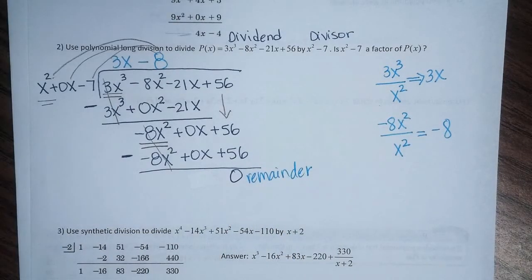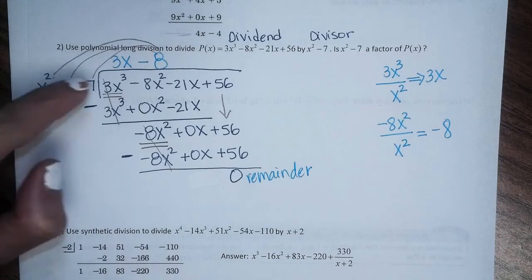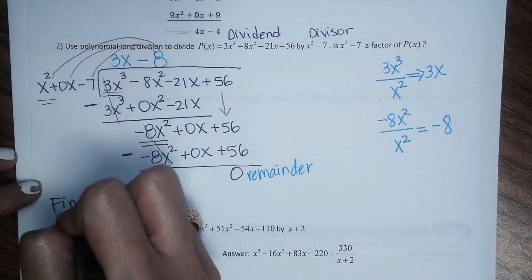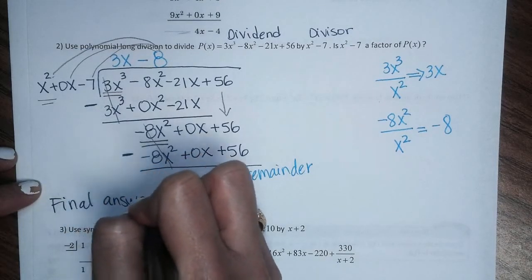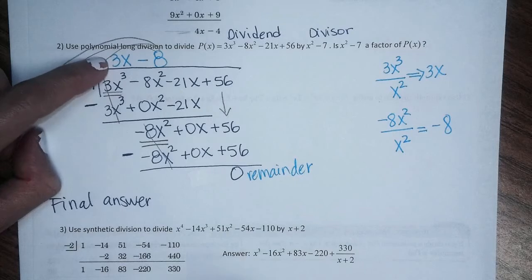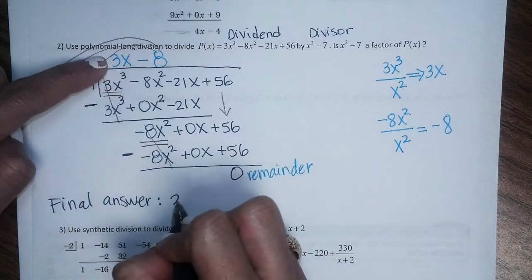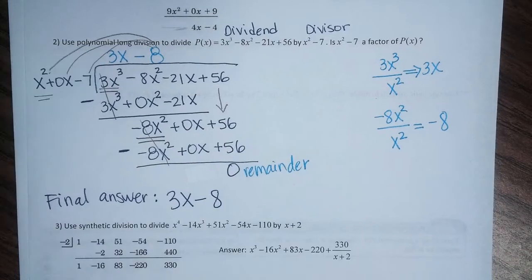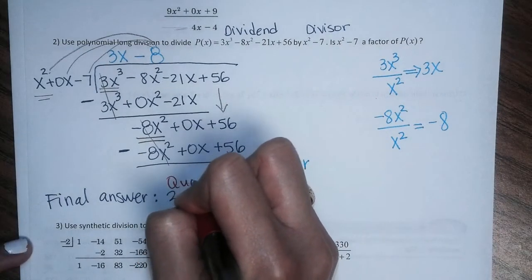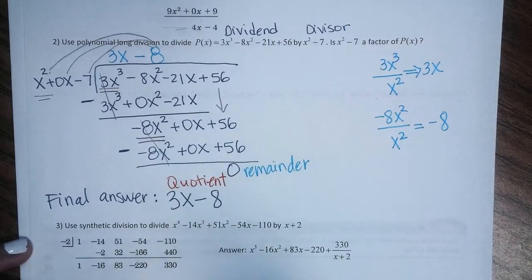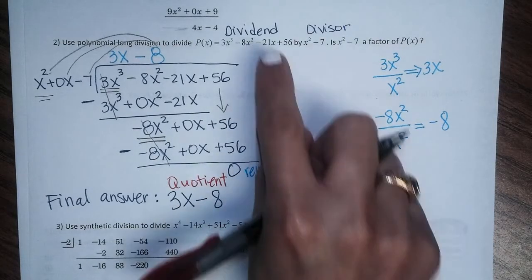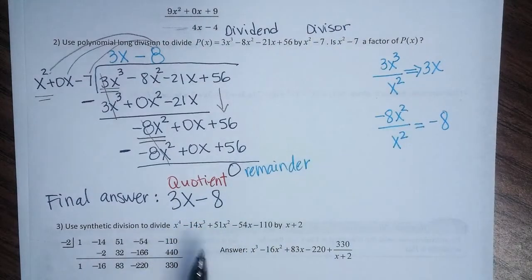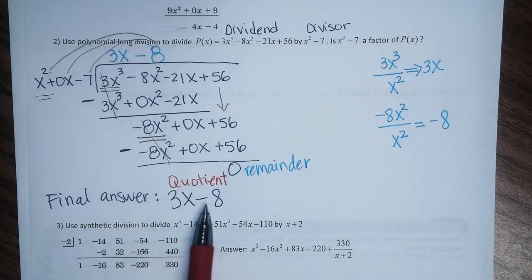So your final answer will be, it's called the quotient. So let me write it down. Final answer. So the final answer is what goes on top of the little house. So 3x minus 8. That's called the quotient. So quotient. You need to know those names. So quotient is your final answer. Dividend was your original polynomial that you were dividing, and divisor is what you divide it by. So anyway, my final answer here, 3x minus 8, is called the quotient.